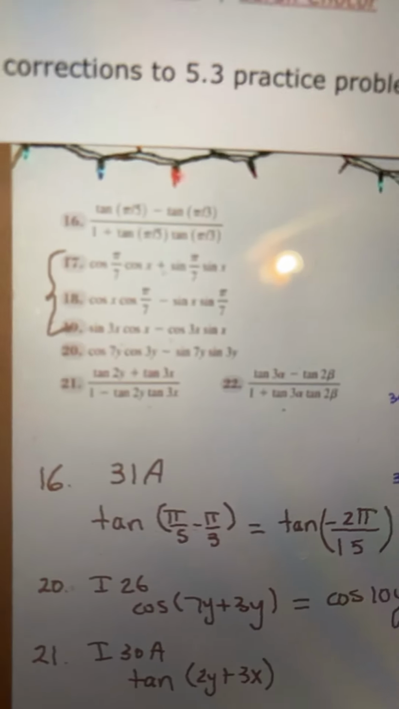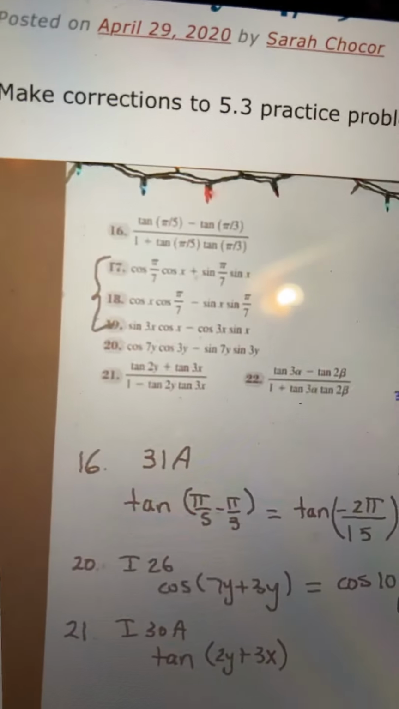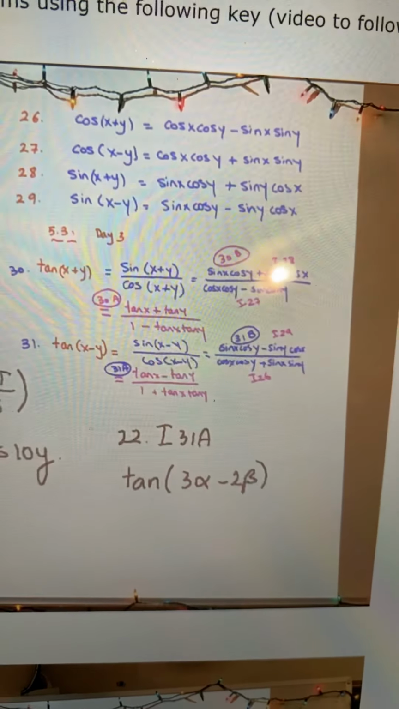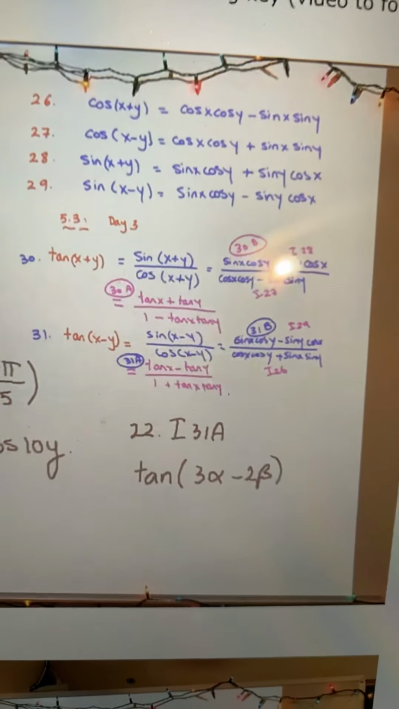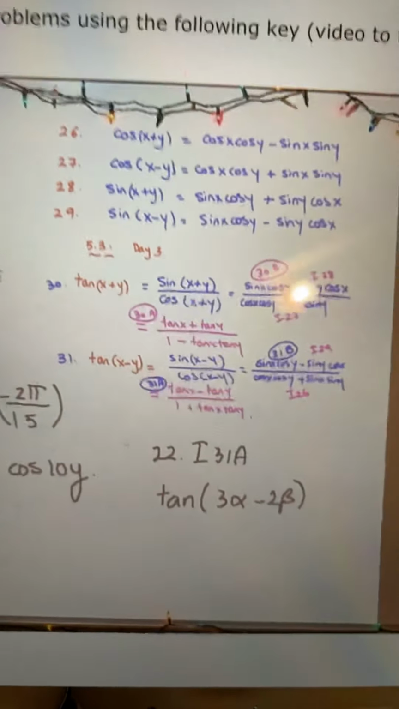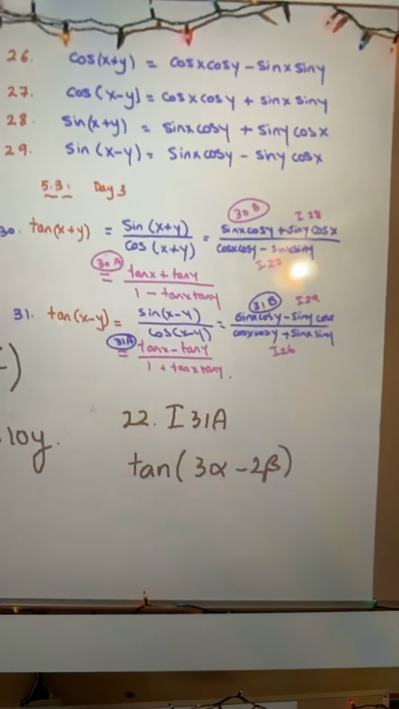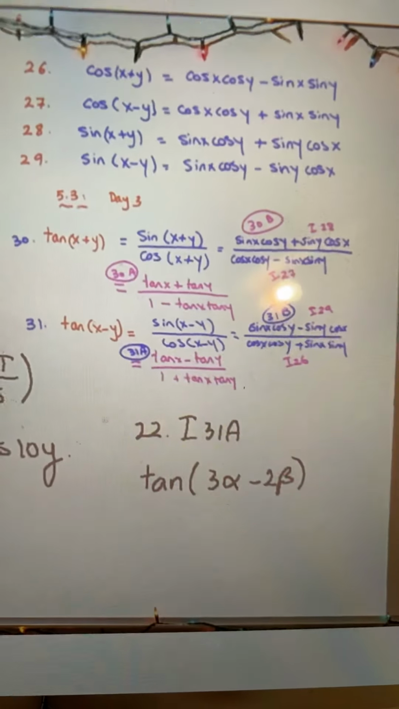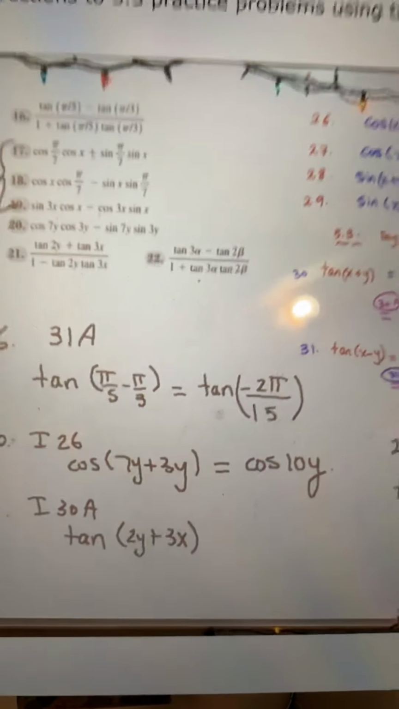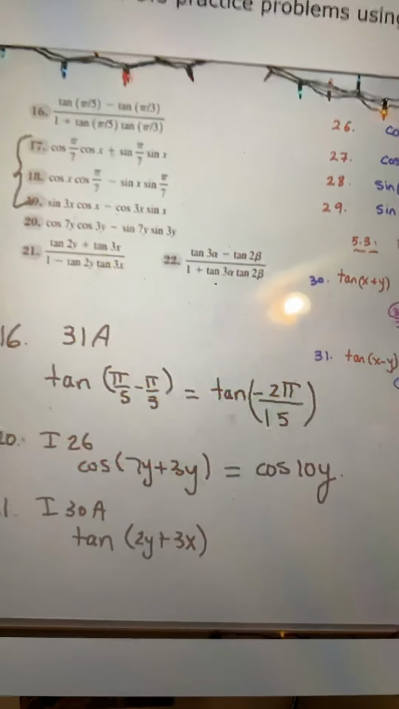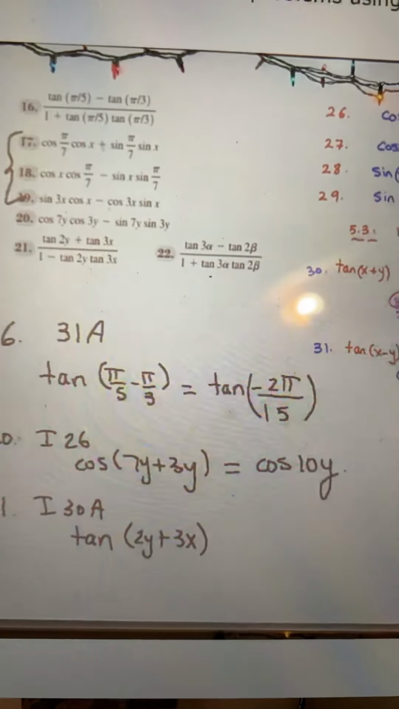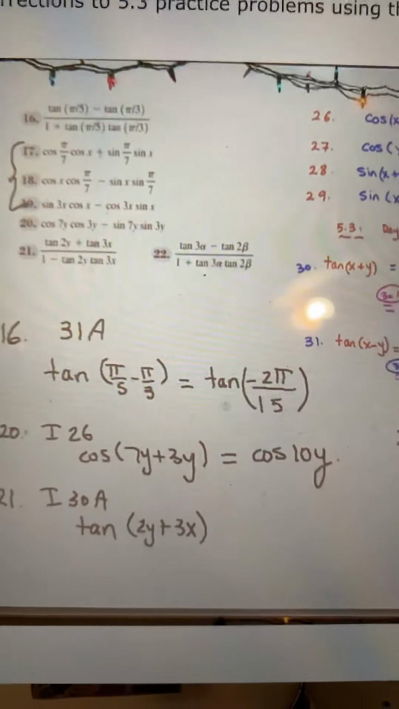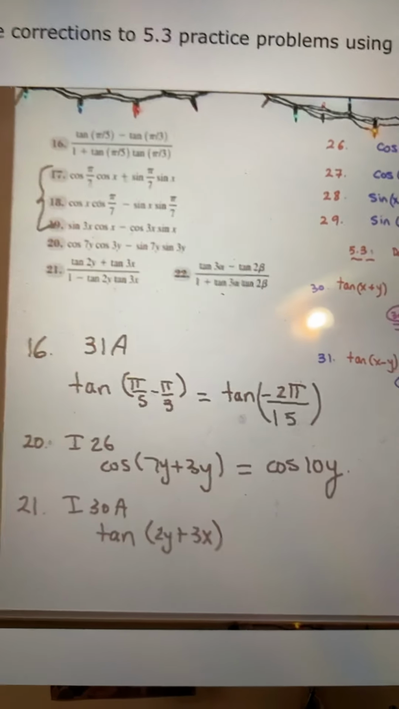So for 16, you have this side of the identity, which is 31a. You have the developed form, and you want to go back to the x minus y form. So that's why you put those together. So it's pi over 5 minus pi over 3, which is negative 2 pi over 15 if you just make a common denominator. So that's what we made, a common denominator.